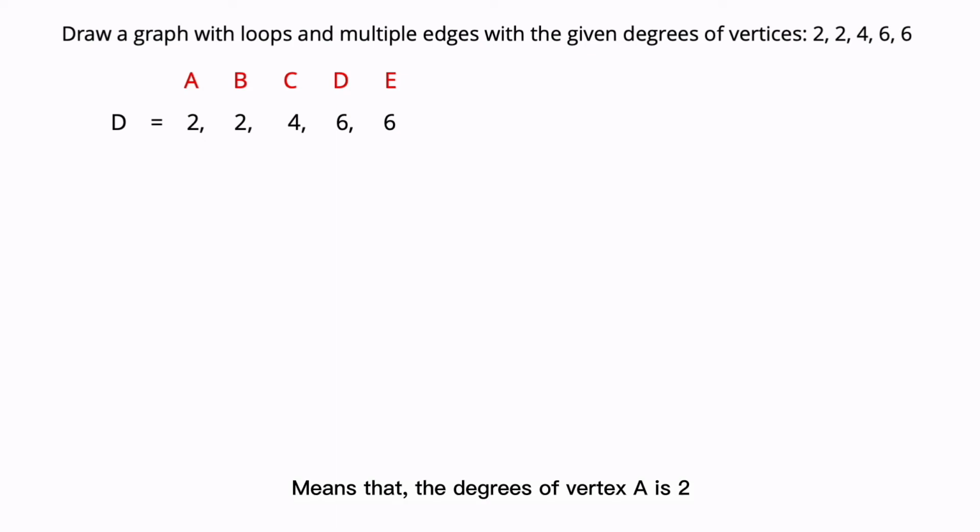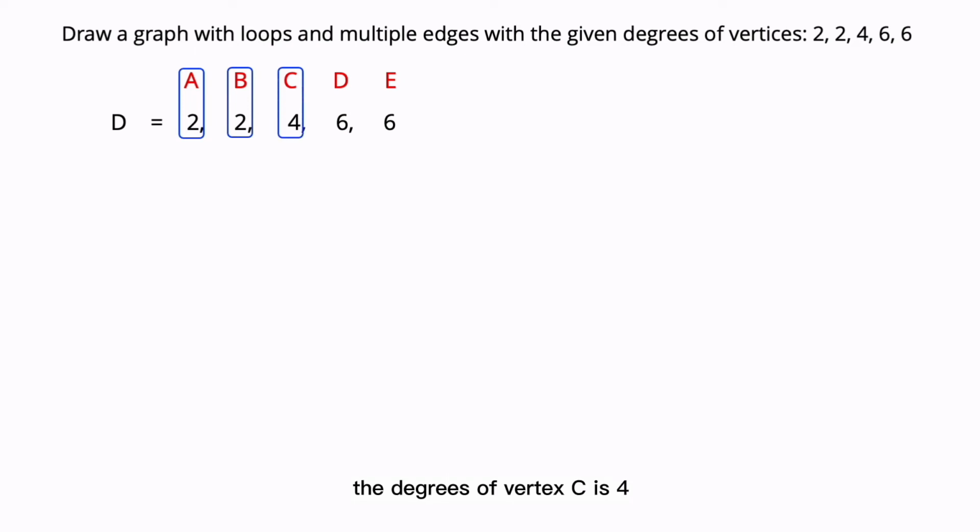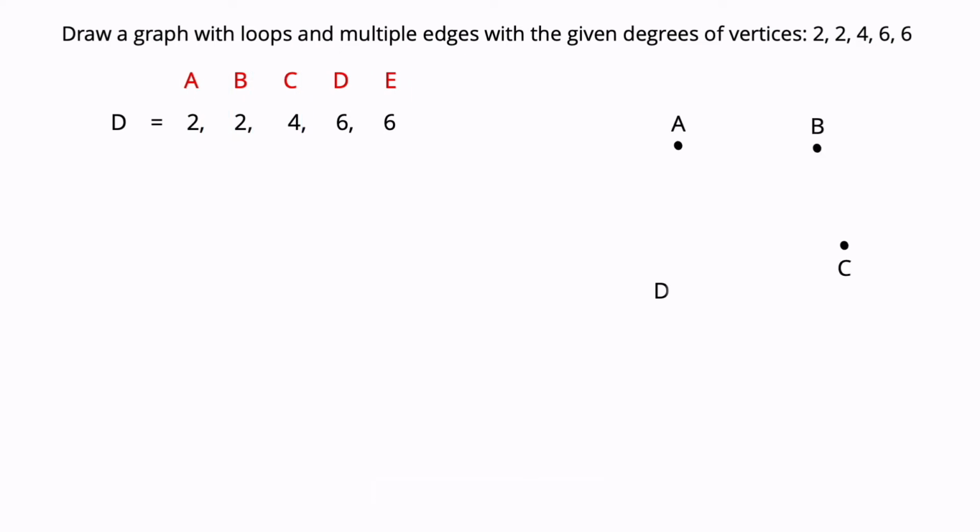Draw a graph with loops and multiple edges with the given degrees of vertices 2, 2, 4, 6, 6. These are the degrees of vertices. We have 5 vertices here: 1, 2, 3, 4, and 5. Label them with the alphabet A, B, C, D, and E. This means the degree of vertex A is 2, the degree of vertex B is 2, the degree of vertex C is 4, the degree of vertex D is 6, and the degree of vertex E is 6. Mark down the vertices A, B, C, D, and E.